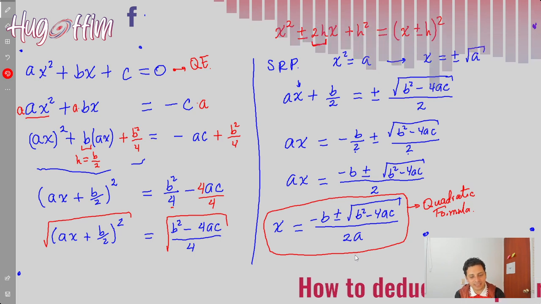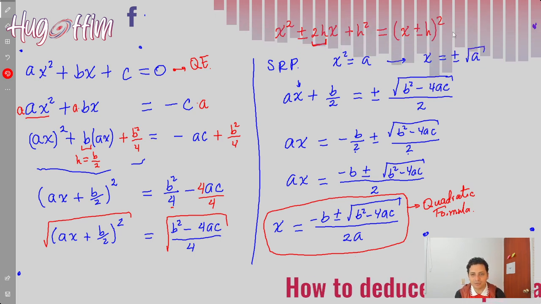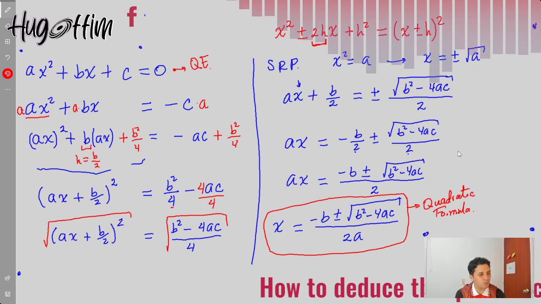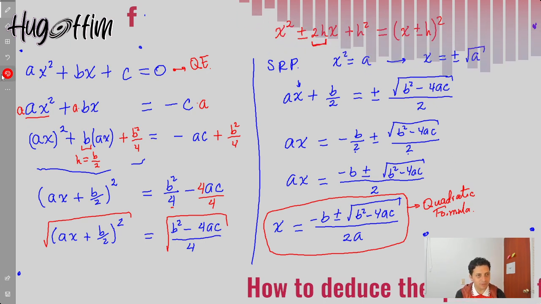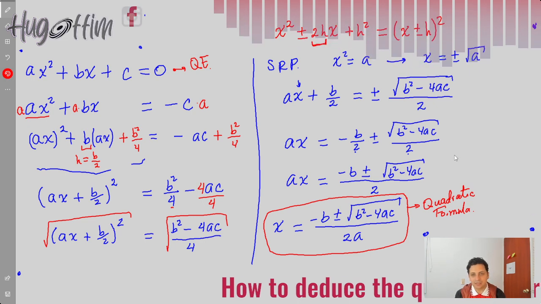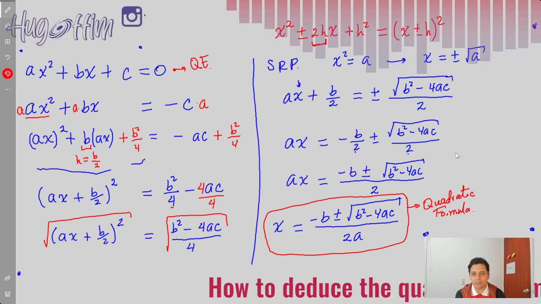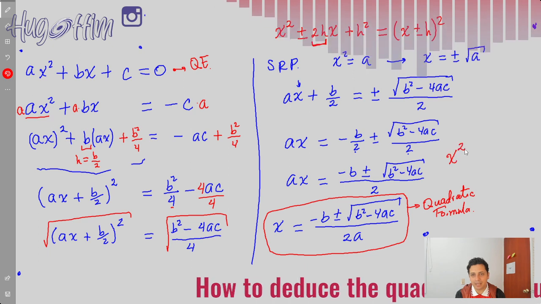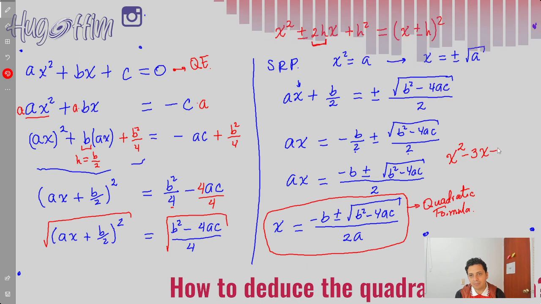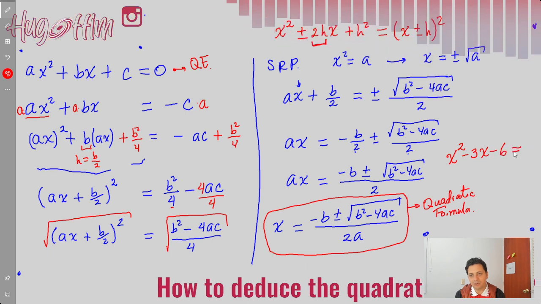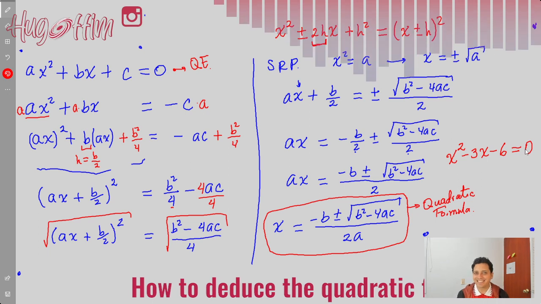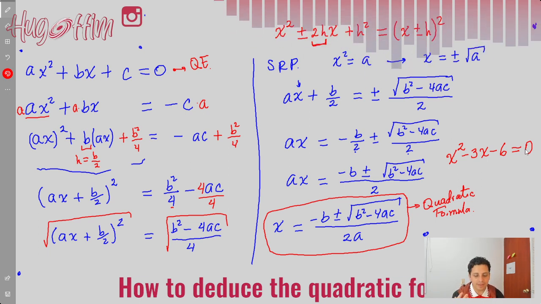Now you can test it. I suggest you test it with one equation. So I'm going to write one equation for you to work on. I'm going to write it here with red so you can see it. Test the quadratic formula with x squared minus 3x minus 6 equal 0. Test this formula with this.